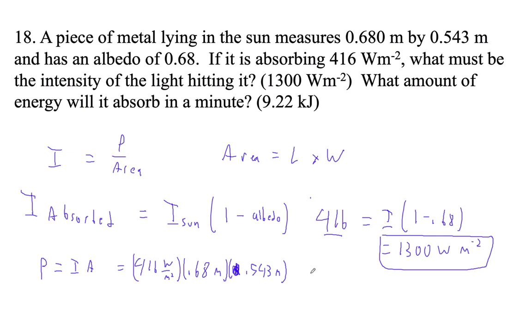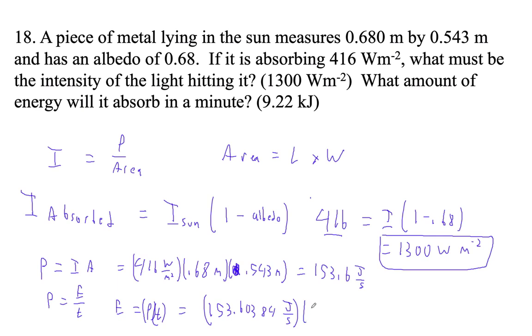Okay. So the rate at which we're absorbing energy is 153.6 joules per second. That's what a watt is, right? And so therefore, power is energy over time. So therefore, energy is power times time, which makes sense, right? So we're going to go 153.60384 joules per second, and a minute is 60 seconds.